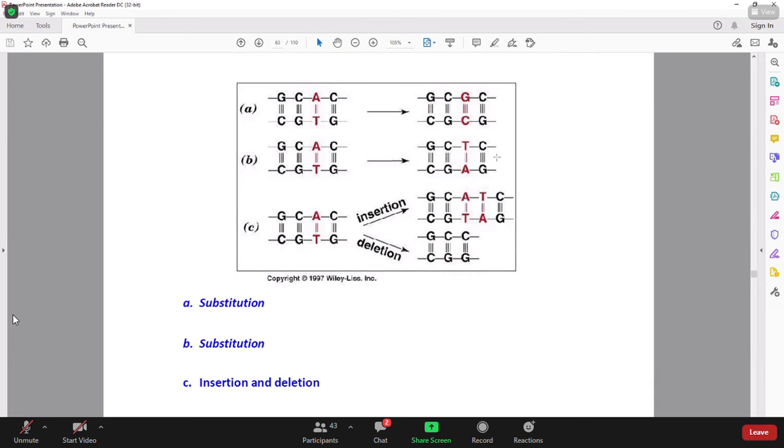This one is insertion. Let's say there is an insertion of another base pair, so it causes replication errors. The same goes for deletion. Let's say one base pair has been deleted. It is a replication error.